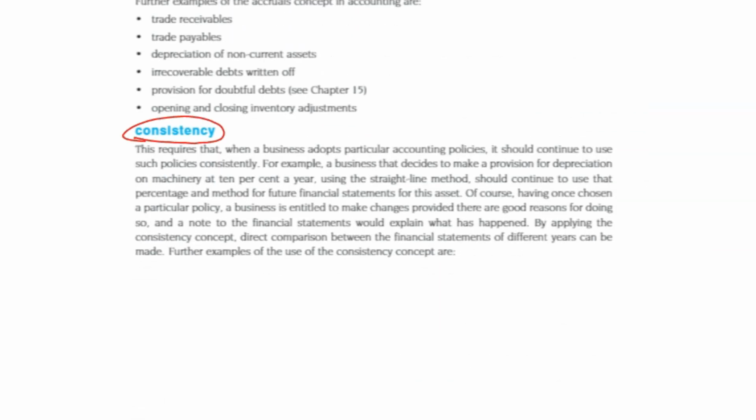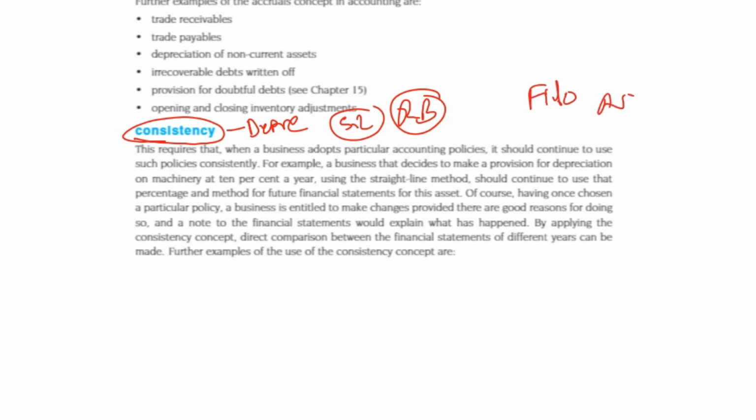Consistency. There are so many accounting rules we follow, like for depreciation we follow straight line or reducing balance, diminishing balance. Or for inventory we follow FIFO, AVCO. So if you've been following one concept, you carry on doing that. You just can't change from straight line to reducing balance all of a sudden unless there is a good reason. This is called consistency. So this is inventory valuation or any other accounting rules you're following. You've got to be consistent over the years.